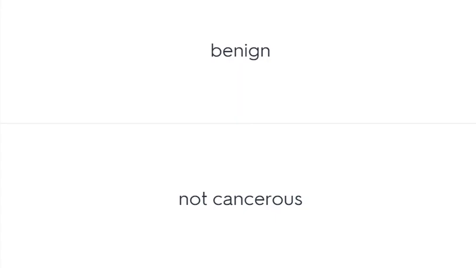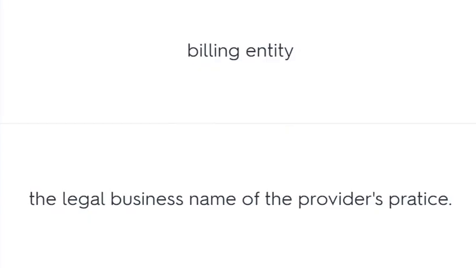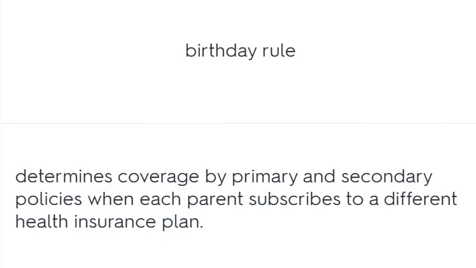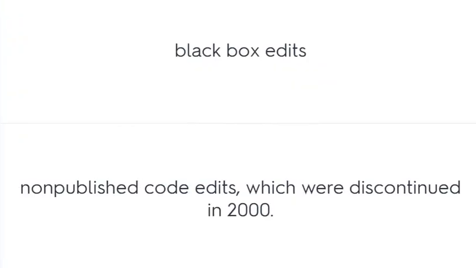Benign, not cancerous. Billing entity. The legal business name of the provider's practice. Birthday rule. Determines coverage by primary and secondary policies when each parent subscribes to a different health insurance plan. Black box edits. Non-published code edits which were discontinued in 2000.